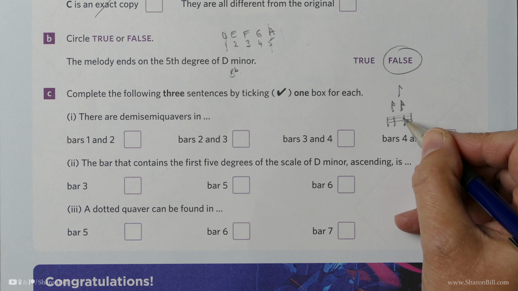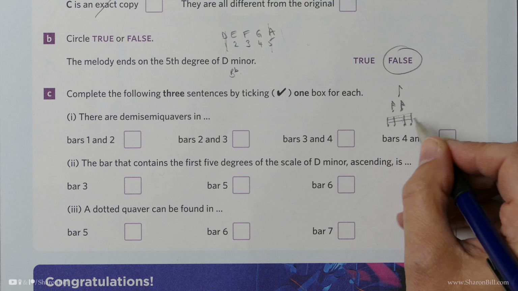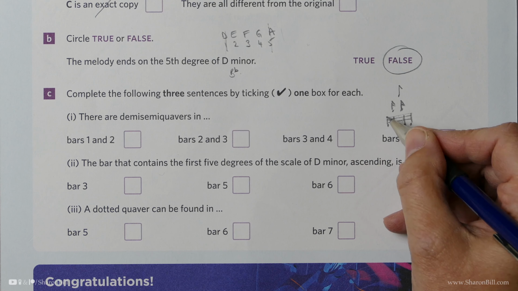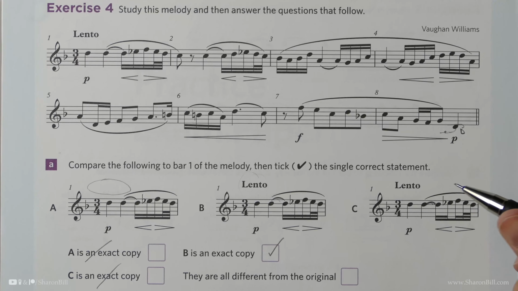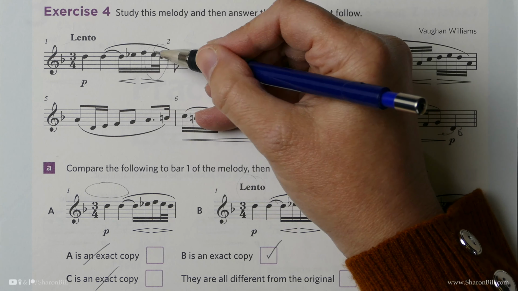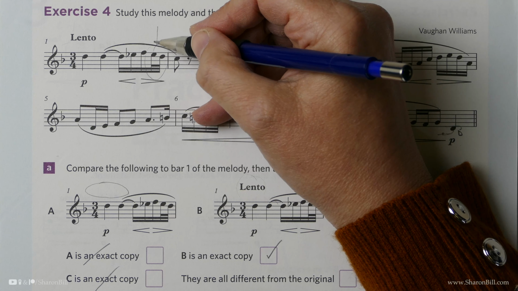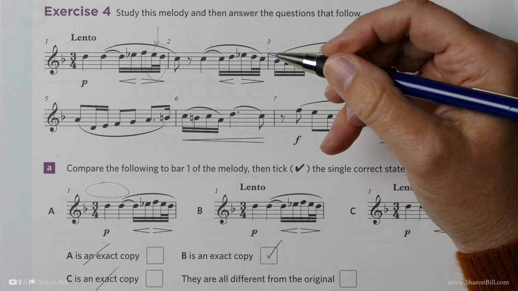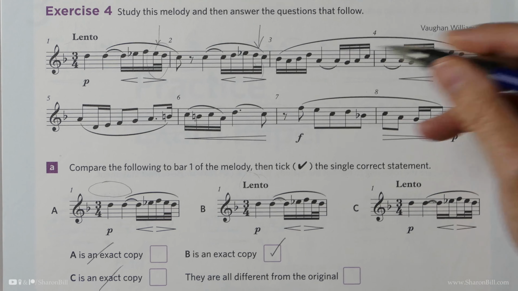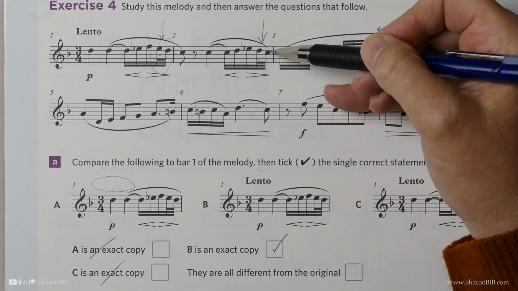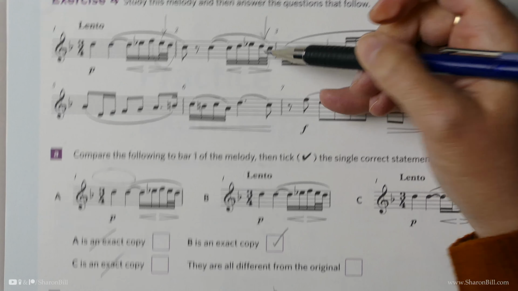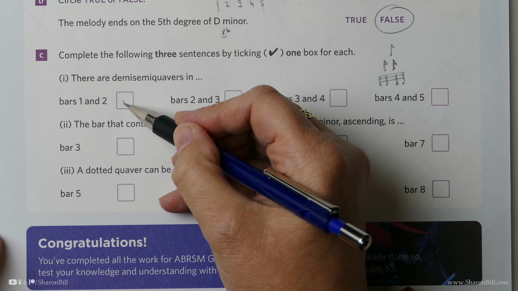Demi-semiquavers. If you think about it, it's like demi-semi-quaver. So where can we find some demi-semis? Well, here we are, some straight away in bar 1. Do we find any more? There are some more in bar 2. These are just semiquavers, semis, quavers. So actually bars 1 and 2. And so that's that one.